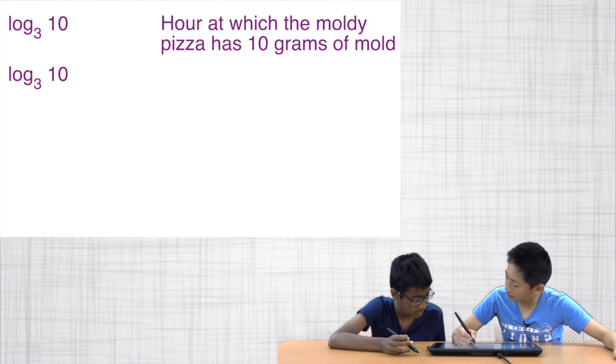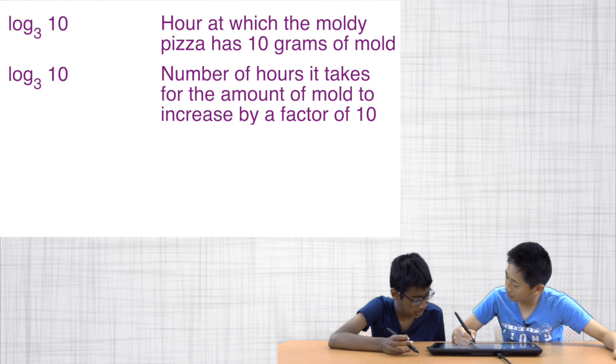In the previous two episodes, the students gave two different interpretations for log base 3 of 10 in the moldy pizza context. The first was the hour at which the moldy pizza had 10 grams of mold. The second was the number of hours it took for the amount of mold to increase by a factor of 10. In this episode, they explore another moldy food.